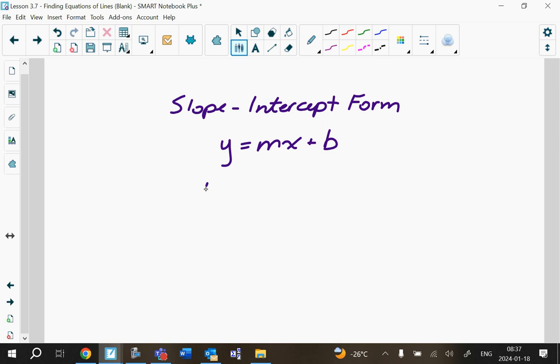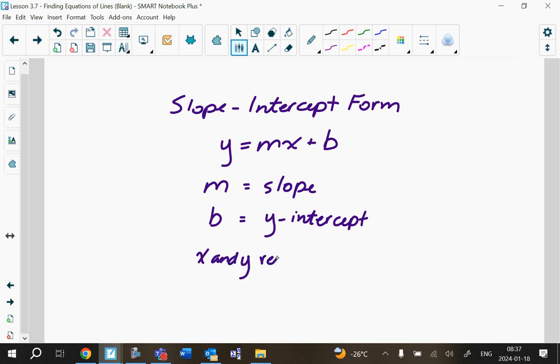Where m is the slope of the line, b represents the what? The y-intercept. And x and y, well, they represent any point on the line. That's why we don't put in values for x and y in the equation, because there's infinite points. There's infinite ones we could put in.